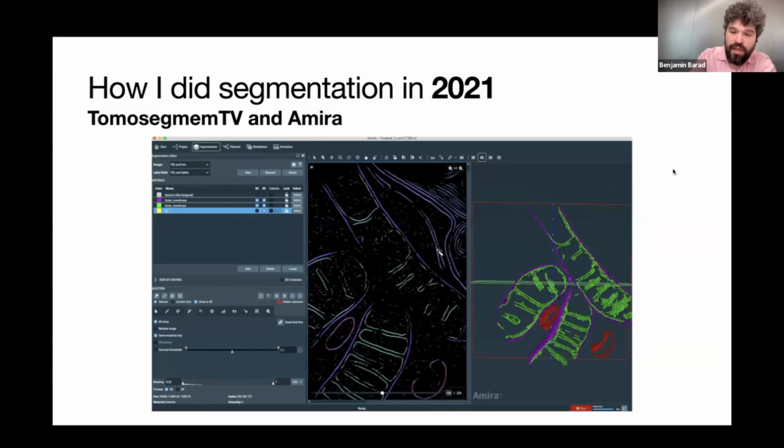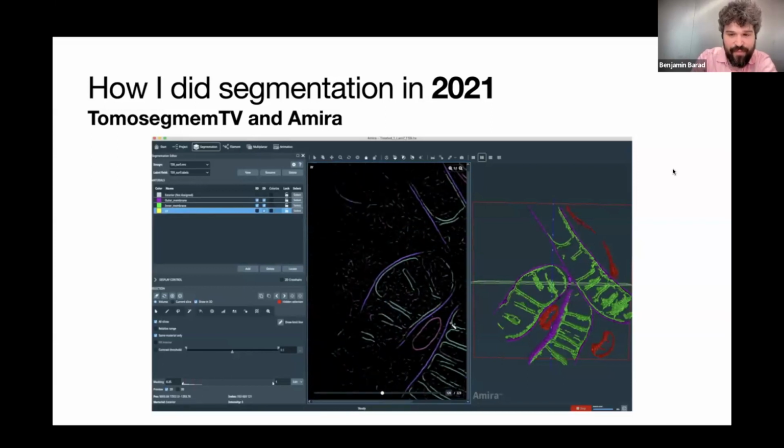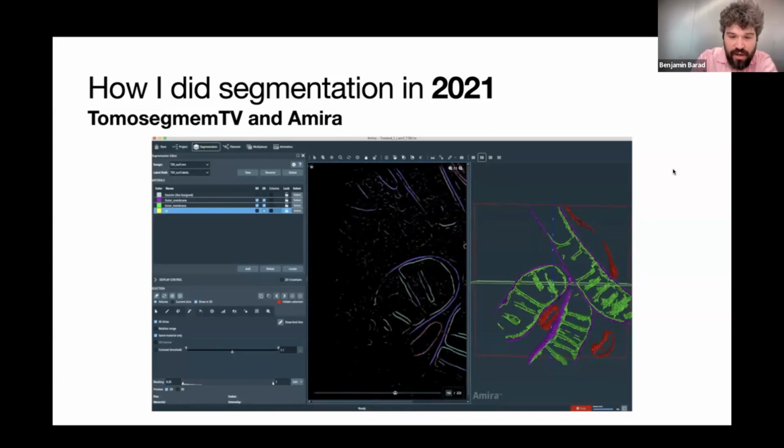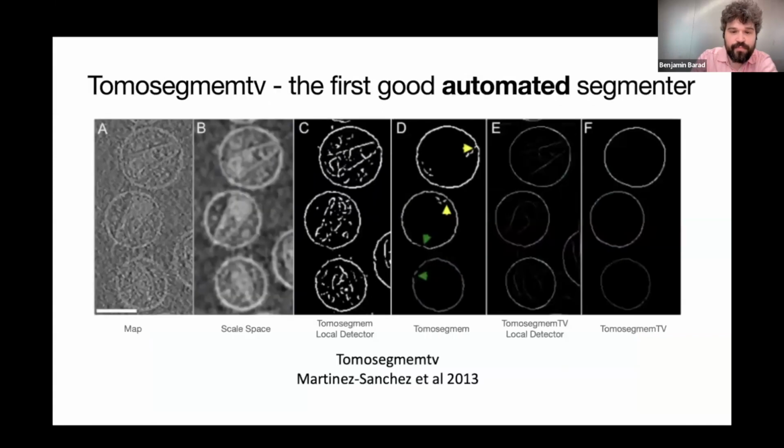We get what's a pretty good segmentation in the end, but maybe you can see that there's lots of missing bits of membrane already where it doesn't do a perfect job. So what is TomoSegMemTV? It's a tool from Antonio Martinez-Sanchez that involves computer vision, but not machine learning. It's using classical computer vision algorithms where there's a local edge detector or ridge detector, depending.